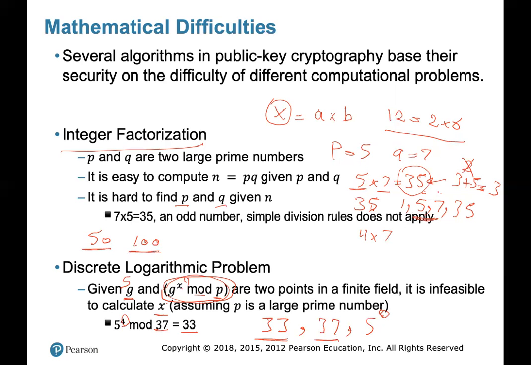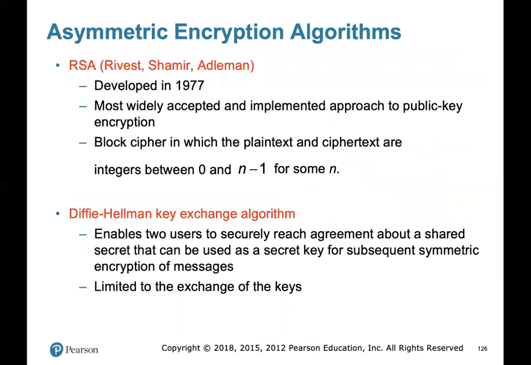Okay, based on these two types of mathematical tools that we defined, and we showed that it's going to be difficult if the prime numbers are chosen big enough, let's talk about the algorithms. We will be talking about the RSA algorithm, which was developed in 1977 by a group of 3 researchers at MIT, Massachusetts Institute of Technology. And it is a block cipher, of course.